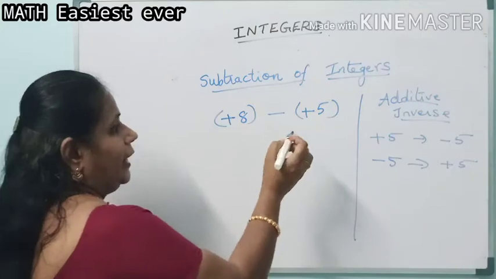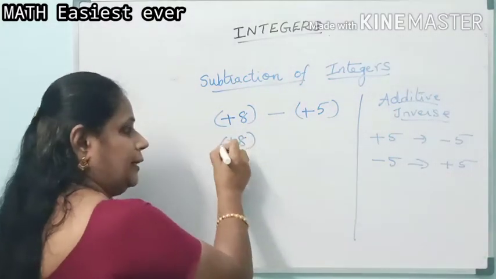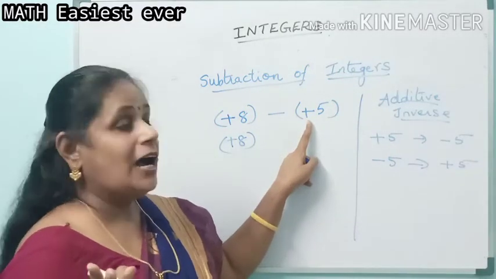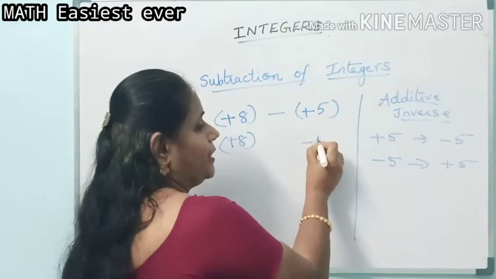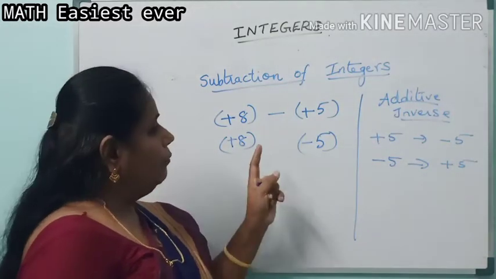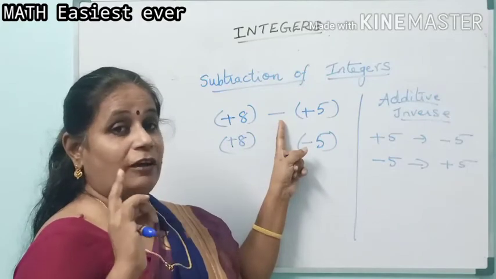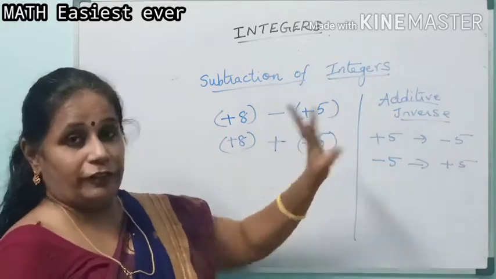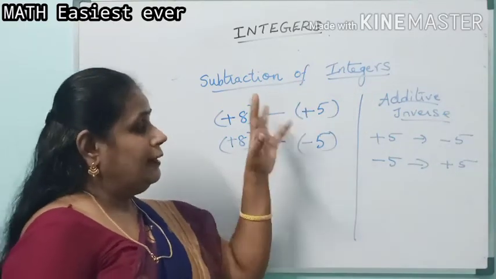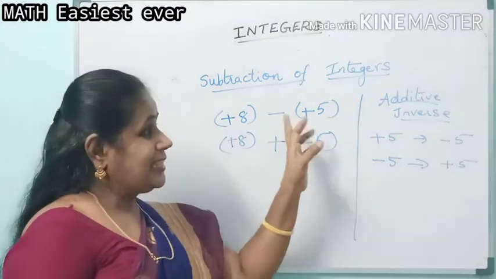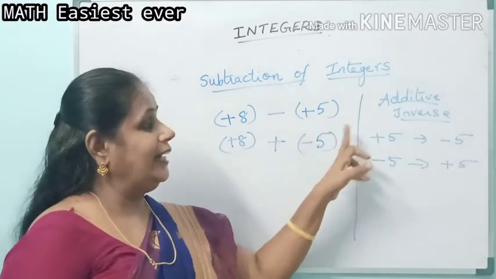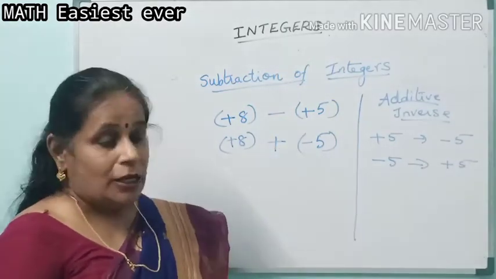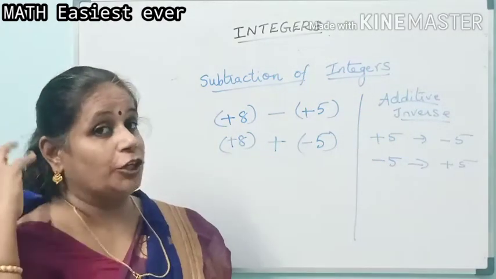So for that, take the first integer, let it be like that itself. For the second integer, you have to find out the additive inverse. Additive inverse of plus 5 is minus 5. Then what you should do is, this minus sign, you have to make it a plus sign. This is the important step in the subtraction of integers. First step is, let the first integer be like that itself. Second integer, you do its additive inverse, and you change this minus sign to plus sign.